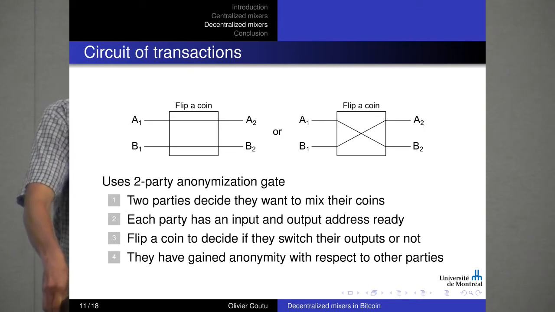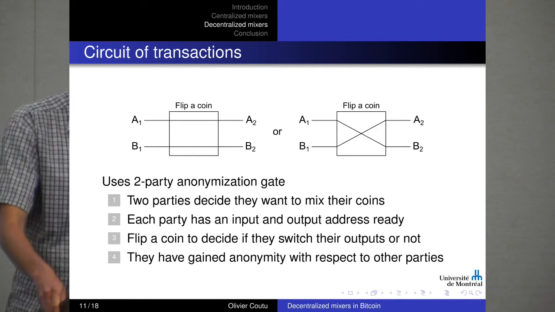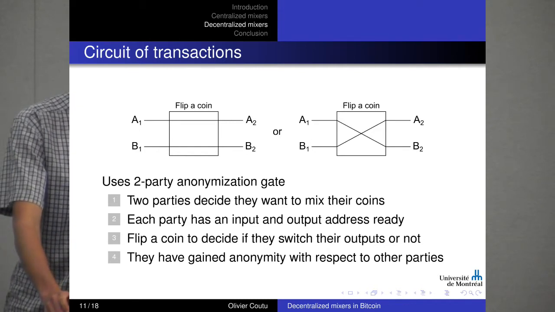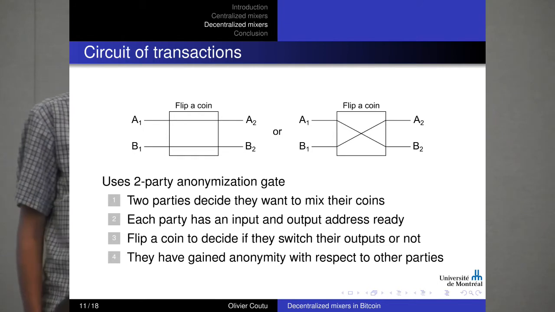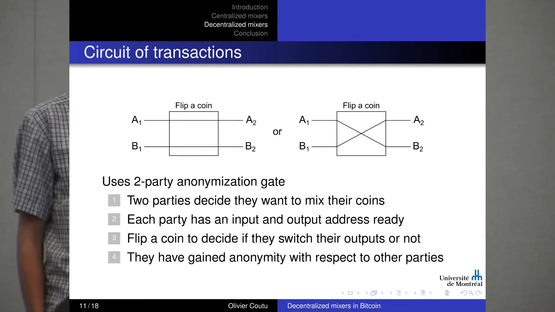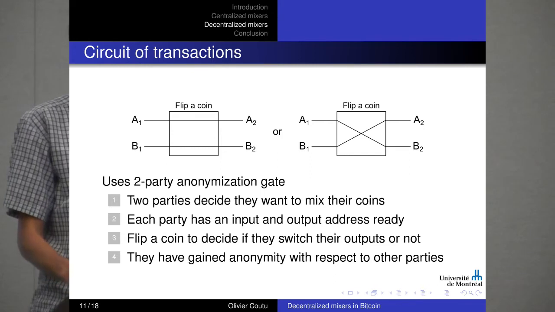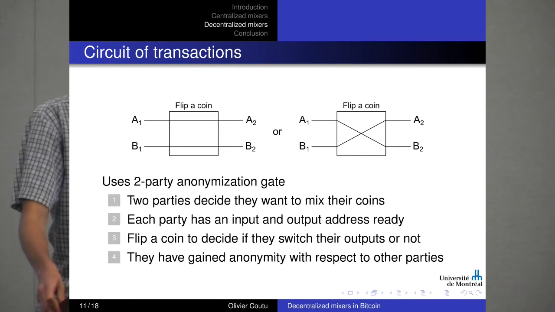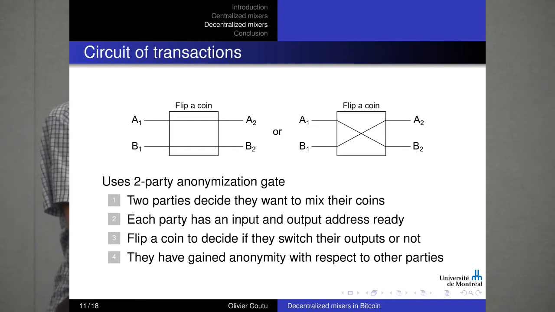Now, there is a second approach that I'm pioneering here that uses a circuit of very small and simple transactions. This transaction was also inspired by Manny Rosenfeld, and I call it the two-party anonymization gate. The idea is the following. We have only two players here. We have Alice and Bob, and together they will decide, all right, we're going to do some mixing. So they each produce an input and an output address. Well, the input address they already had, but anyways. And they can actually share the output address with one another in this case. So this is different from the previous case.